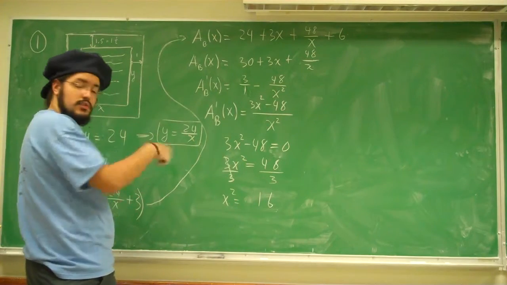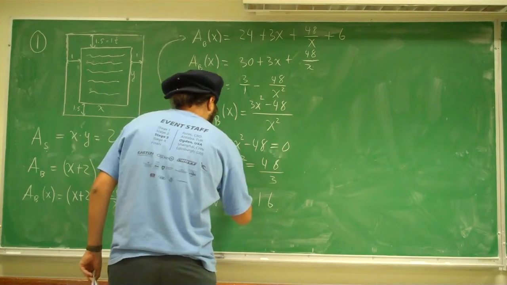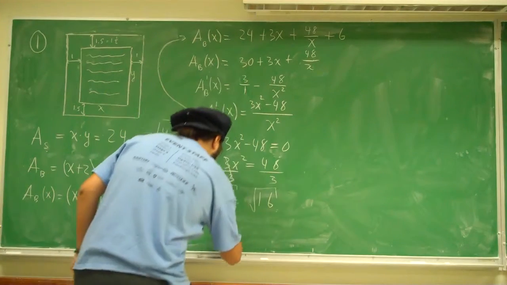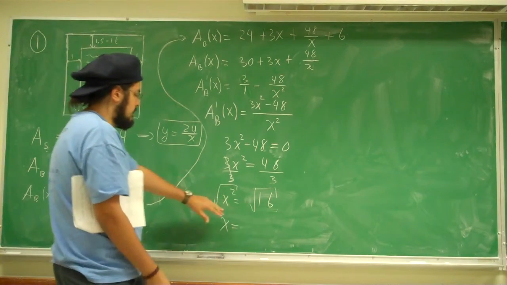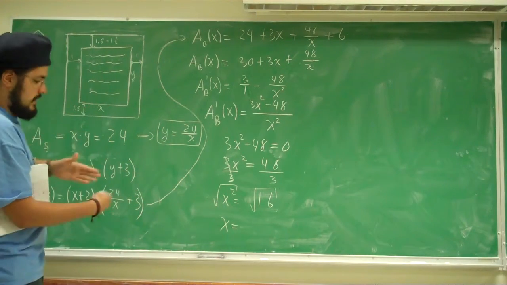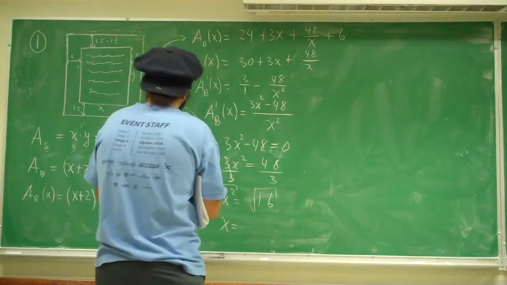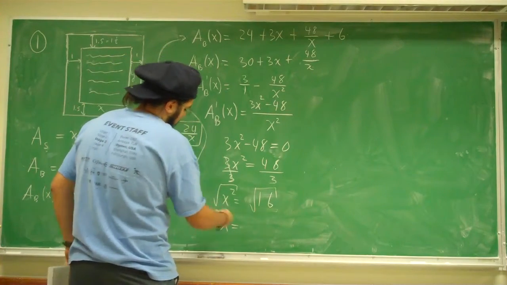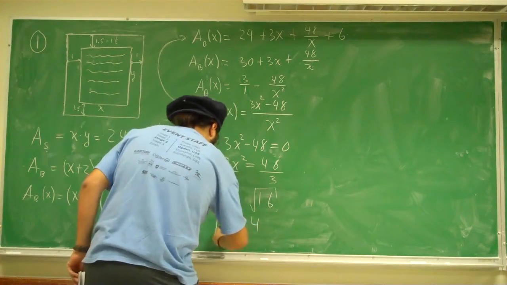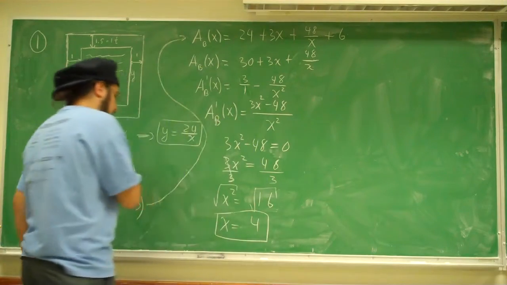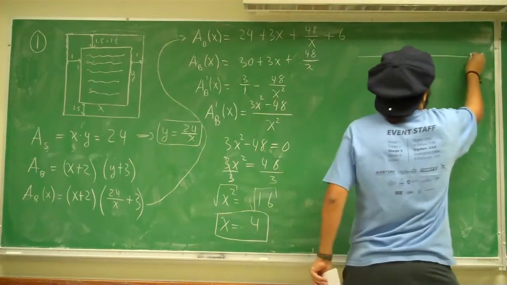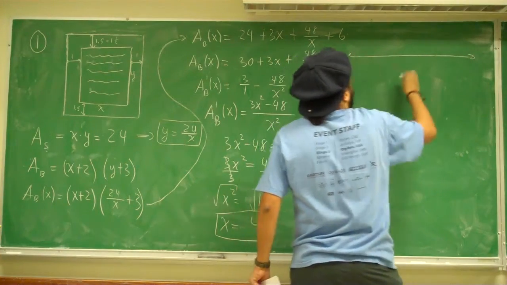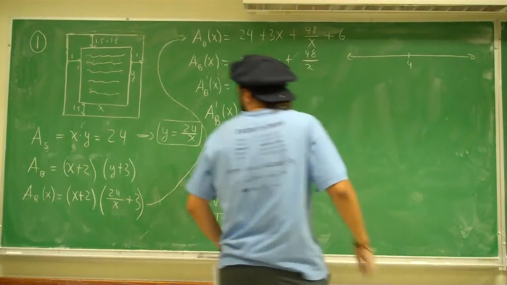Okay, so now take the square root of both sides. And x is equal to, when you take the square root of both sides, you get plus or minus, but minus doesn't make sense because we're dealing with the side of a rectangle here. So that's going to be x is equal to just 4. Alright, so we have x is equal to 4. Let's go ahead and put that on an underline. We have 4 here.